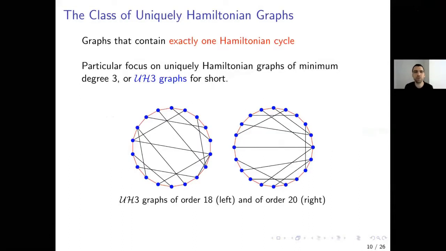And the particular class we are dealing with in this paper is the class of uniquely Hamiltonian graphs. These are graphs which contain exactly one Hamiltonian cycle. And the research community has put a particular focus on uniquely Hamiltonian graphs of minimum degree 3, or UH3 graphs for short. And these two graphs depicted here are both uniquely Hamiltonian graphs, and their Hamiltonian cycles are colored in red. They are also UH3 graphs.